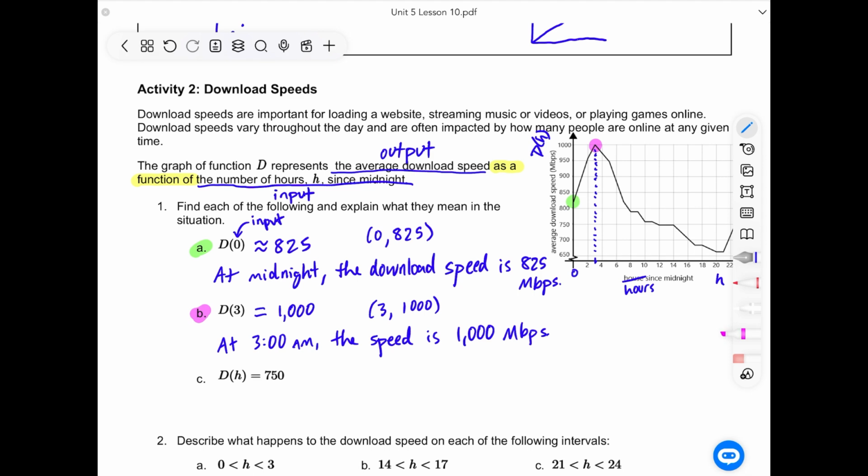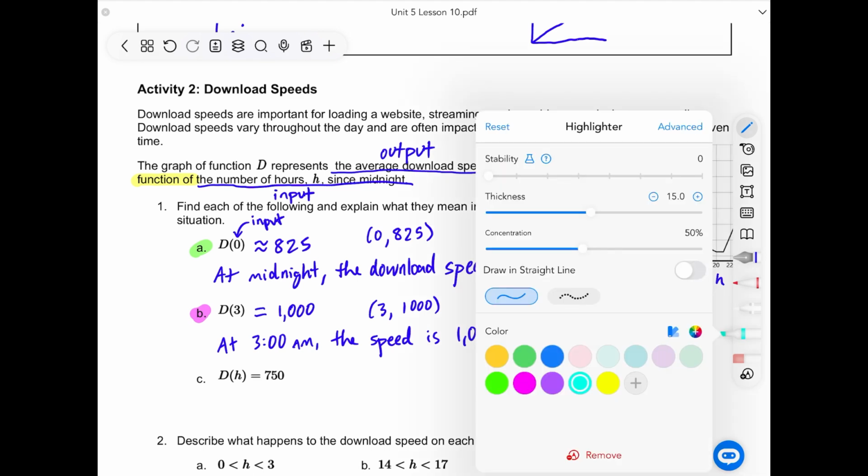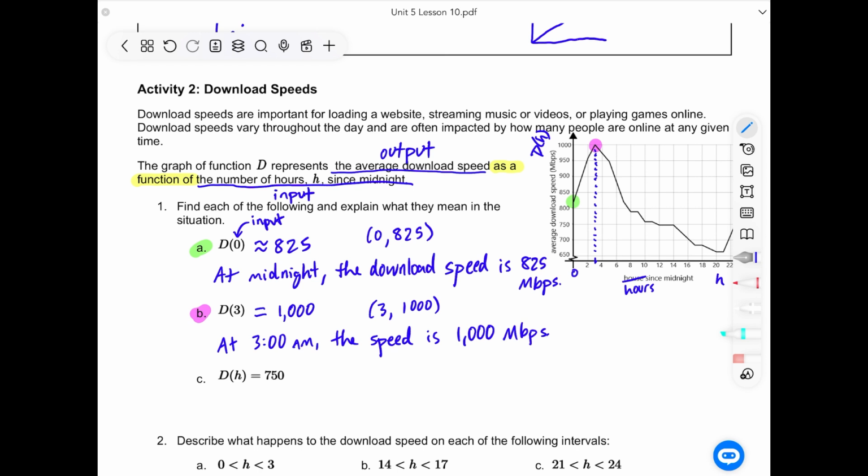Then we finally get to part C, very similar, but also somewhat different. We still see function notation, but this time we are not given an input like we were in A and B. Both of those, we had the number inside the parentheses. Now we have a number outside the parentheses. We don't know the H, the hour input, but instead we know the output, which is going to be the download speed, is 750. So for this one, I need to find where 750 is and look across on the graph for any points that have that output or that Y value.